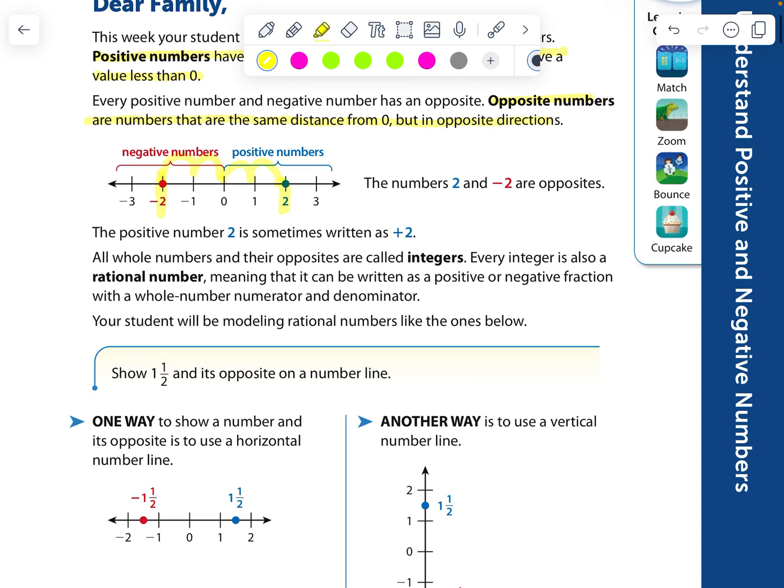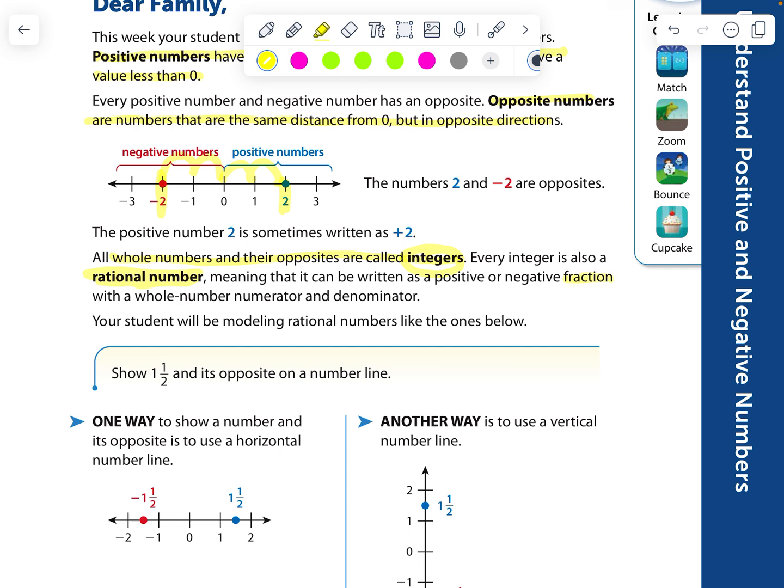The whole numbers and all their opposites are called integers. So it's a key word here. And then also we have this other system of numbers that we call rational numbers. Every integer is a rational number, which means it can be written as a fraction.